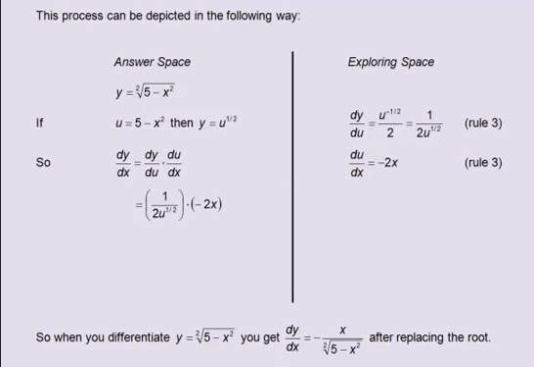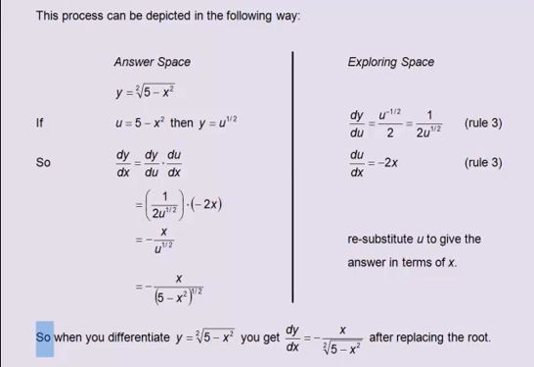Substituting into the chain rule, dy by dx equals 1 divided by 2 u to the power a half multiplied by minus 2x equals minus x divided by u to the half after cancelling down the 2. Resubstitute u to give the answer in terms of x. So dy by dx equals minus x divided by 5 minus x squared. So when you differentiate y equals the square root of 5 minus x squared, you get dy by dx equals minus x divided by the square root of 5 minus x squared after replacing the root.